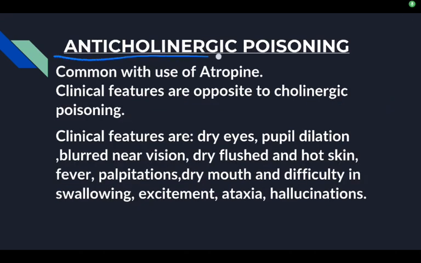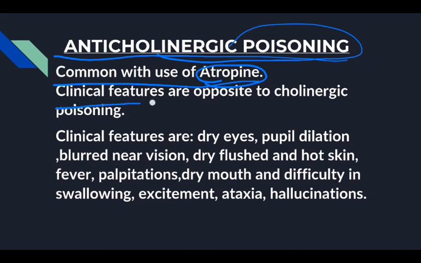Next is anticholinergic poisoning. It is usually rare but happens commonly with the use of atropine, or sometimes small kids ingest the seeds of Atropa belladonna plant from which atropine is extracted. So in them anticholinergic poisoning occurs. Clinical features are opposite to cholinergic poisoning. In last video we saw what are the features of cholinergic poisoning. If you haven't watched that video, please go and watch it.